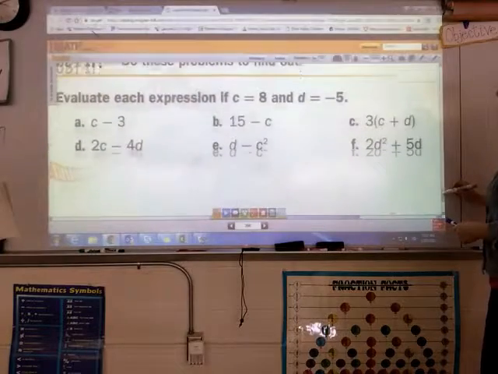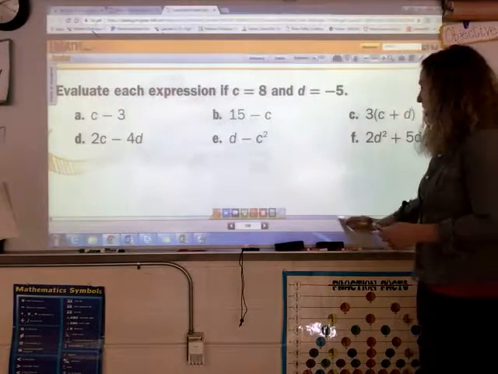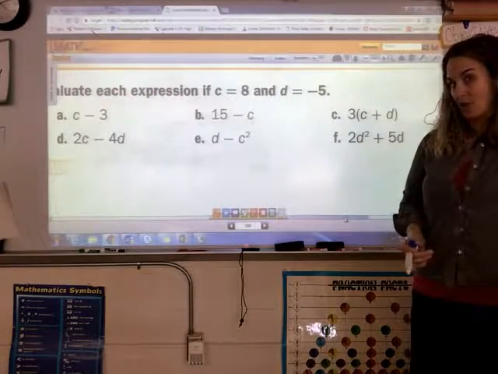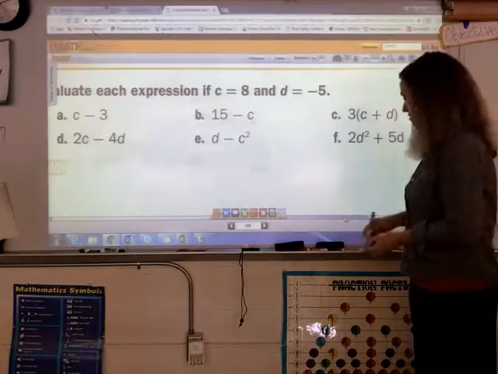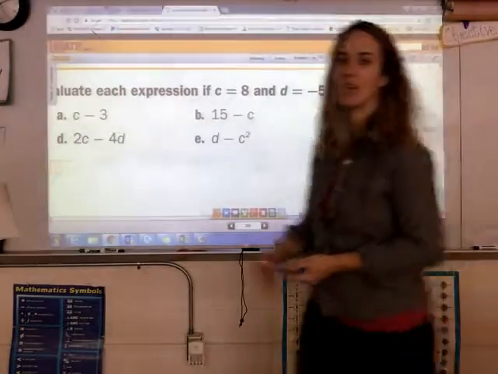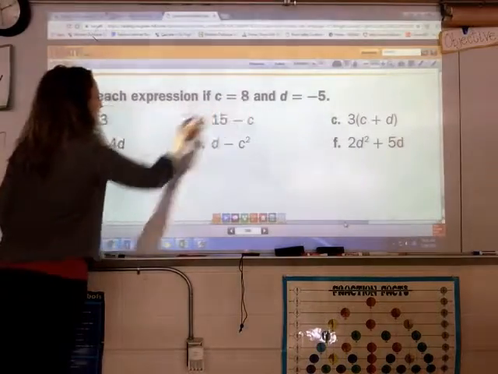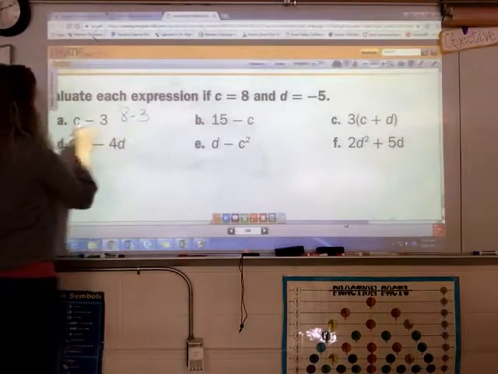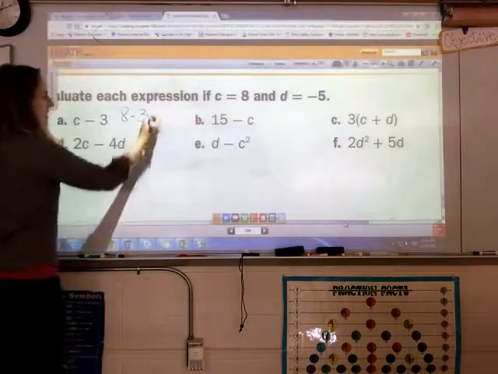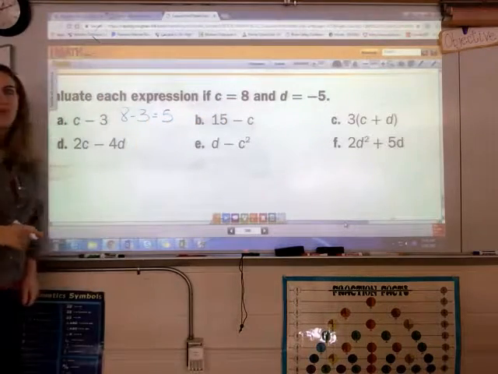Couple practice problems for you to try on the bottom. I will do a couple with you, and then I'm going to ask that you pause the video and do a couple on your own. Okay? Taking a look at letter A, we have C minus 3. So C minus 3 would be the same as 8 minus 3, because for C, they want me to plug in 8. 8 minus 3 is 5.